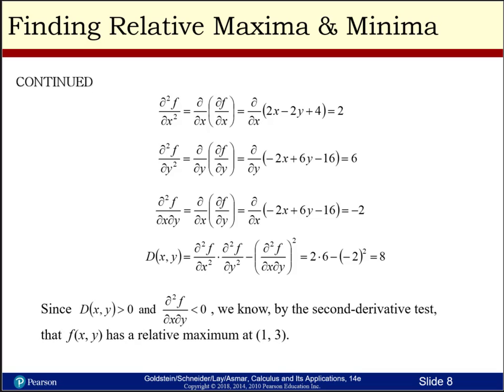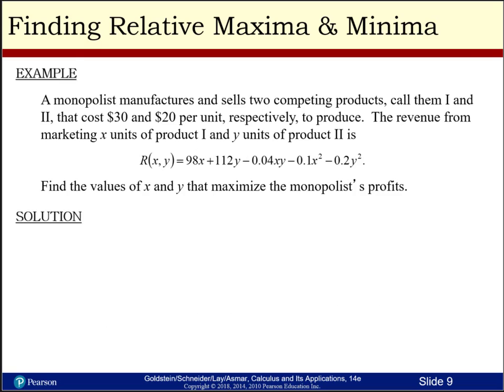Now, since D of x, y is greater than 0 and our second partial of f with respect to x is less than 0, we know by the second derivative test that f of x, y has a relative maximum at (1, 3). All right, so here we go.